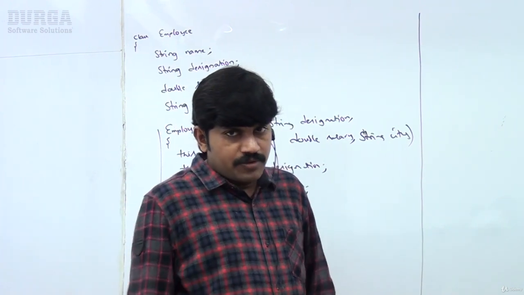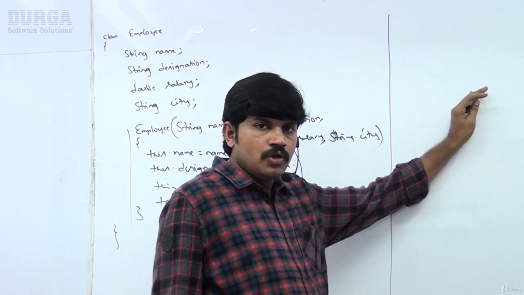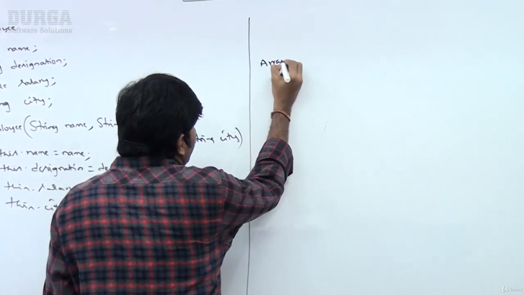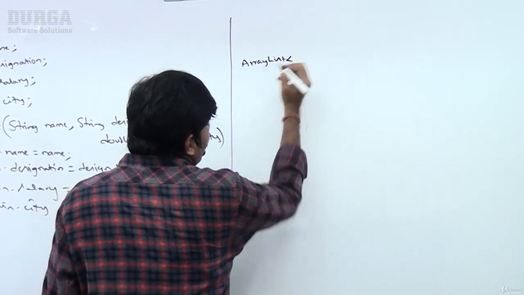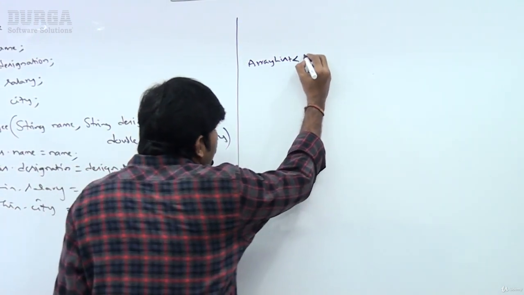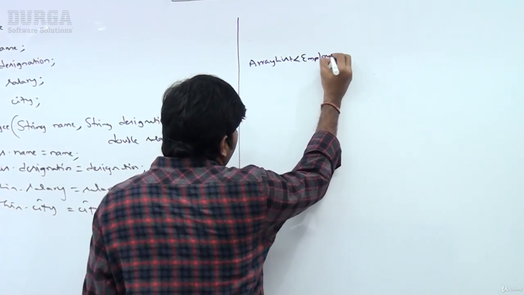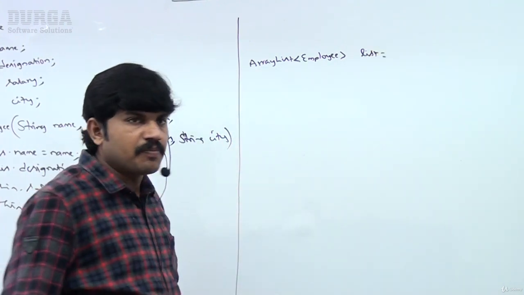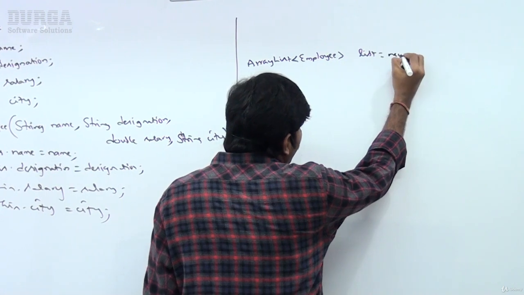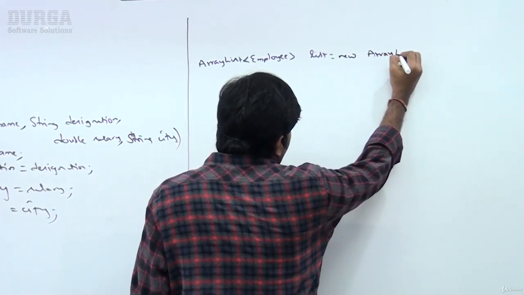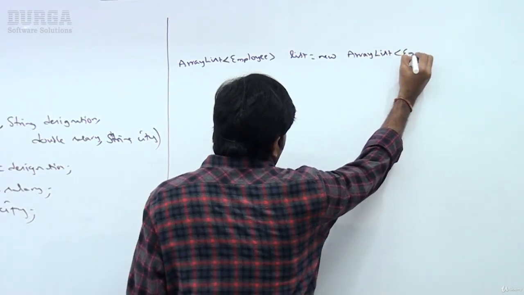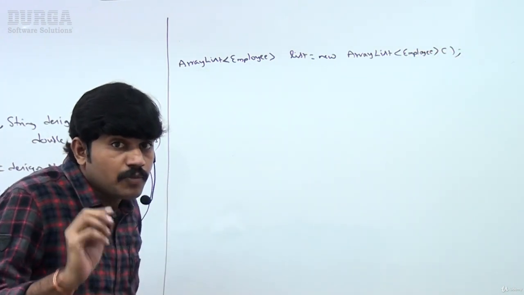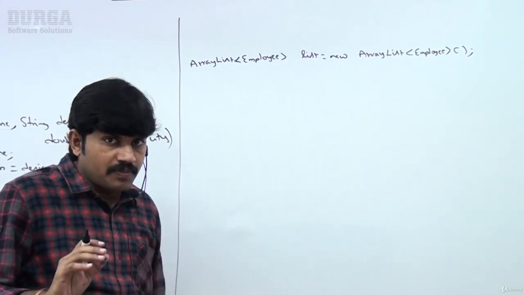Remember, now my question is how to create an ArrayList to hold the Employee objects. Have you remembered? ArrayList of Employee, list is equal to new ArrayList of Employee, like this. This is the ArrayList which can hold which type of objects? Employee type of objects, right?